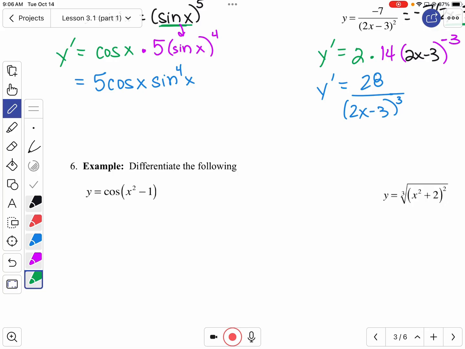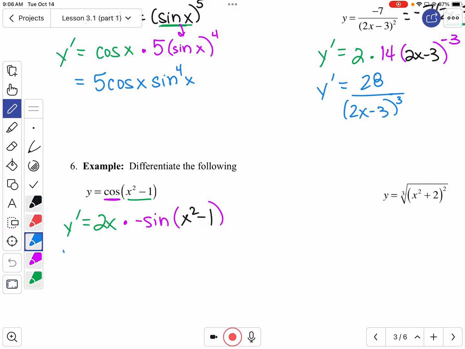All right, what's my inside on this one? And so what's the derivative of the inside? What's my outside? Cosine, and what's the derivative of cosine? Negative sine, and then what stays on the inside? X squared minus 1.